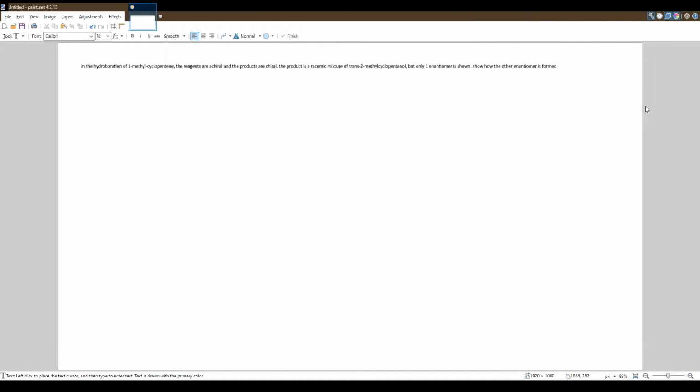Okay, so hydroboration of 1-methylcyclopentene. We did this a little bit ago. Cyclopentene, yeah. I think that was the first problem we did, maybe. The reagents are achiral, and the product is a racemic mixture of trans-methylcyclopentanol. So, let's see. Bam. Bam, bam, bam.